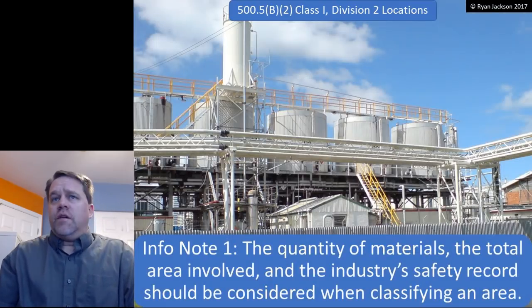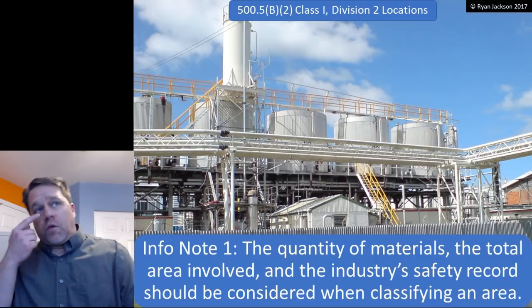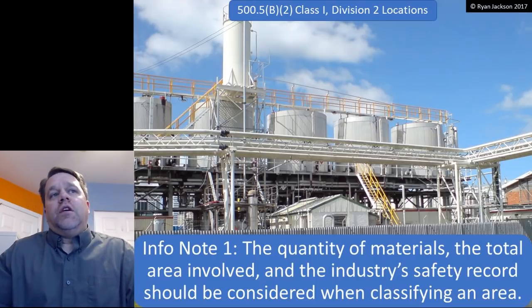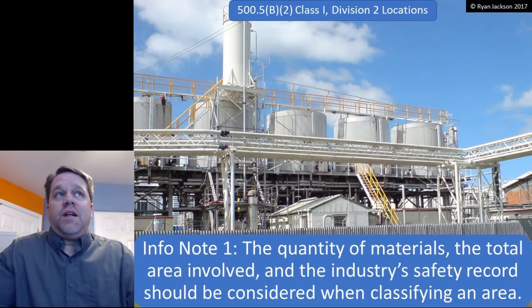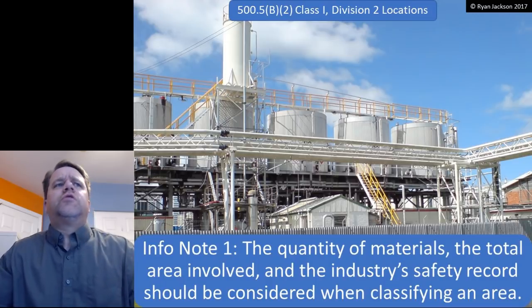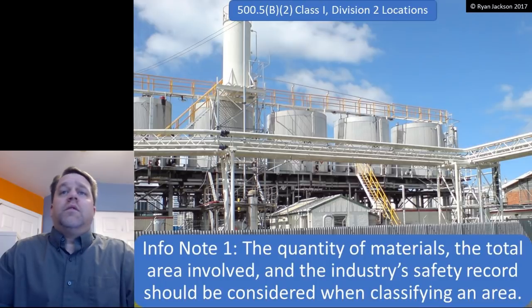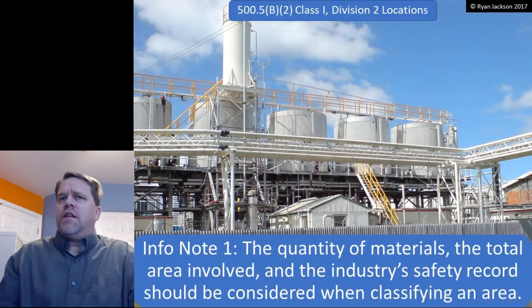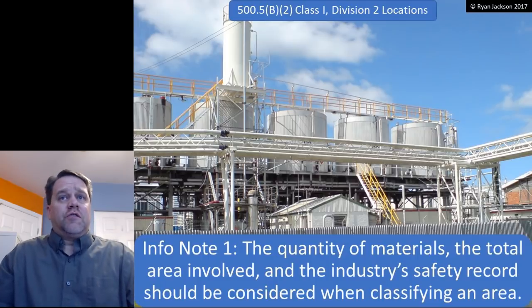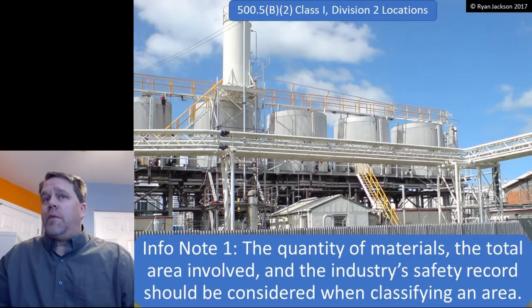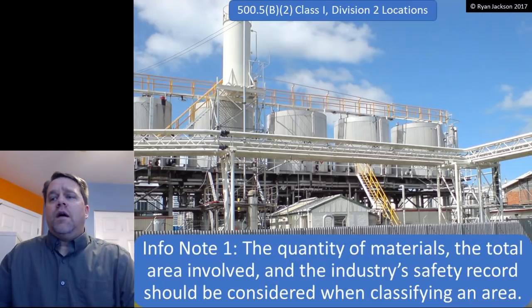There's yet another informational note that says the quantity of materials, the total area involved, and the industry's safety record should be considered when classifying an area. And that's probably true not just for Class 1, but for any classified location. The quantity of the materials, going back to that nail polish salon. How much acetone do we really have here, folks? We've got a few bottles of nail polish remover. True. And you probably shouldn't smoke while you're removing nail polish.